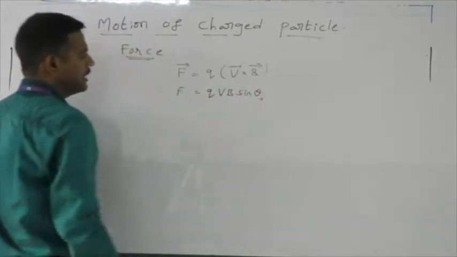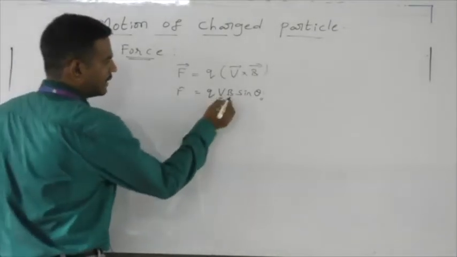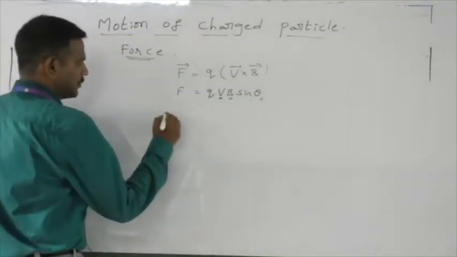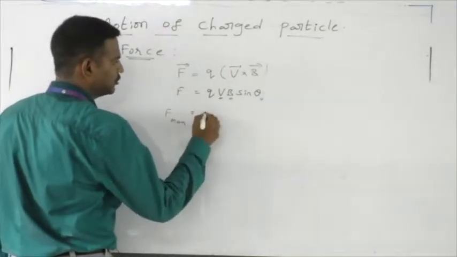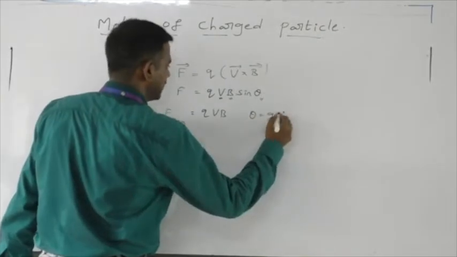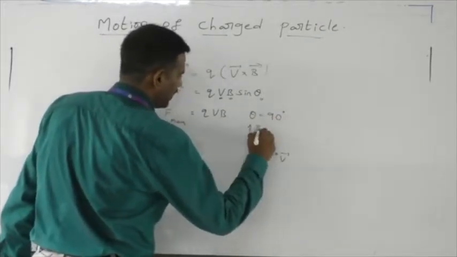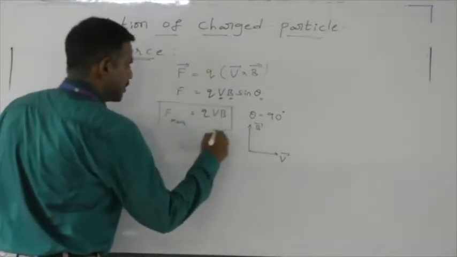Here theta is the angle between the direction of velocity and the direction of the magnetic field intensity. So this force is going to be maximum. The maximum force is equal to qvB when theta equals 90 degrees. That means if the magnetic field and velocity vector are perpendicular to each other, we will have a maximum force.